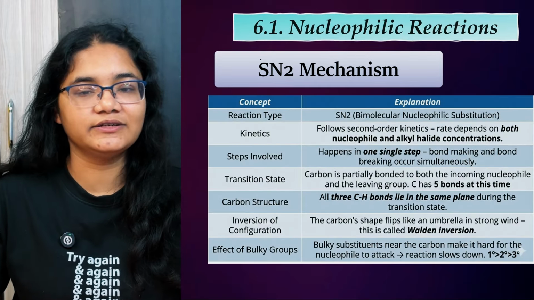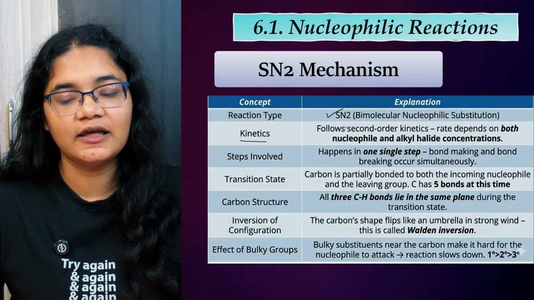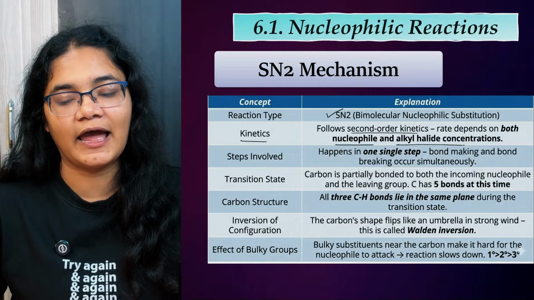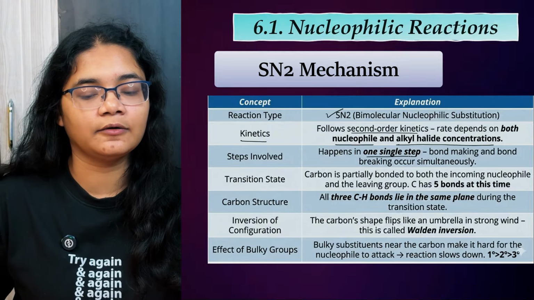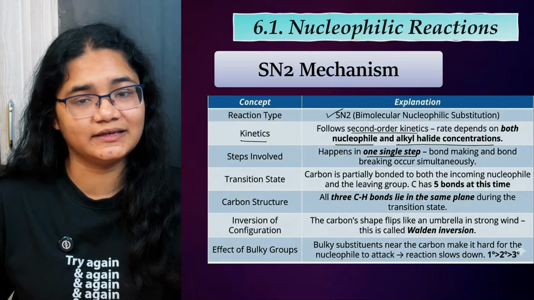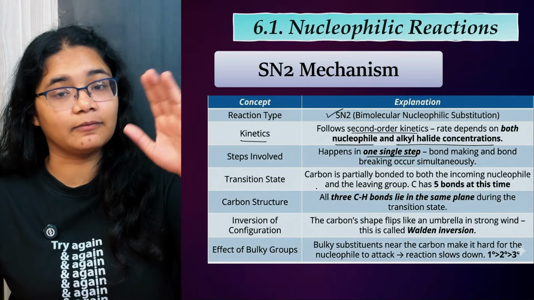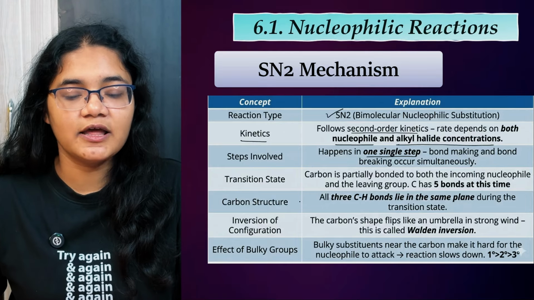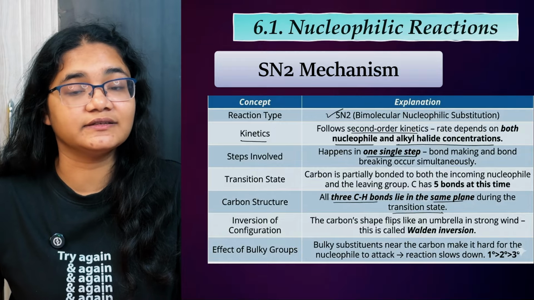Now moving to the points of the SN2 mechanism, it is a bimolecular reaction. It follows second order kinetics, and the rate depends on both nucleophile and alkyl halide concentration. The reaction happens in only one single step. The transition state is formed in the middle where the carbon has 5 bonds, but this transition state is very short lived. All three C-H bonds lie in the same plane during the transition state.